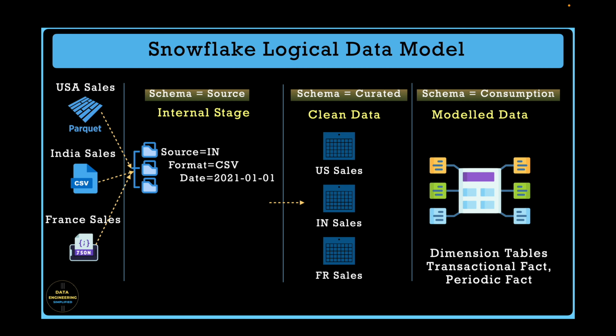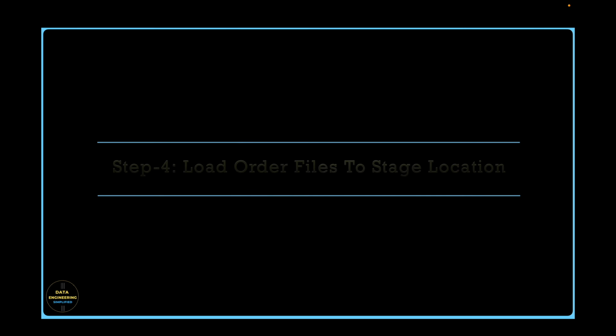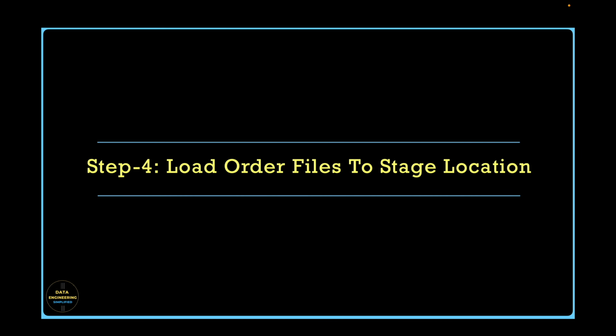In the next step, we are going to load this Parquet, CSV and JSON file into our internal stage using the Snowpark File API. Alternatively, you can use the put command through your SnowSQL CLI and load the data under different partitions. Step 4: we are going to load all the order files, be it CSV, JSON or Parquet, to the internal stage location using the Snowpark File API.